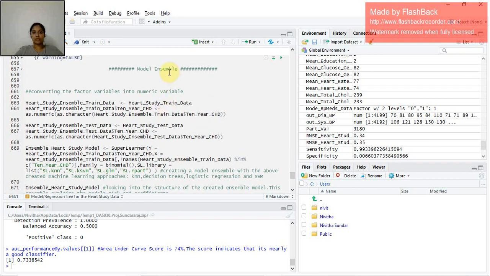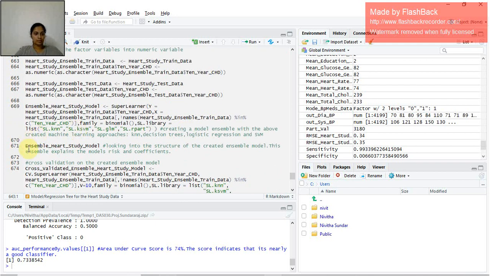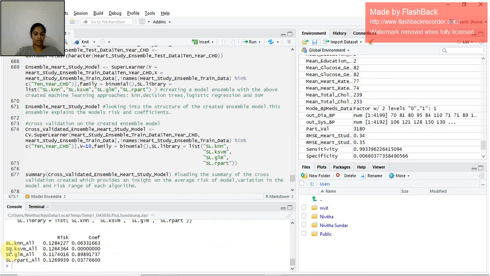So the next is the model ensemble. In this case, all the four learning algorithms that I implemented were taken together, and an ensemble model was created to do predictions on the testing data set with the ensemble stack model, and to see how it predicts, and to see the risk of each algorithm in the model ensemble. And surprisingly, the risk and coefficients were listed for each algorithm.